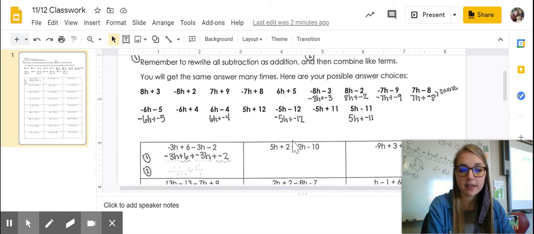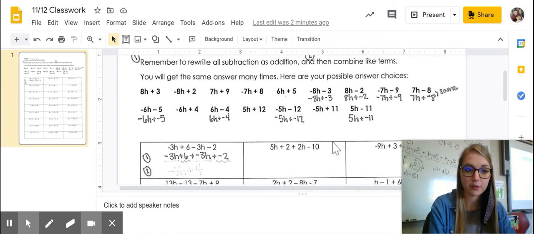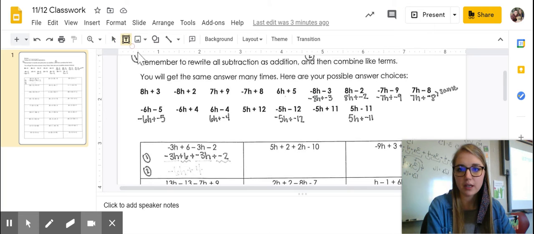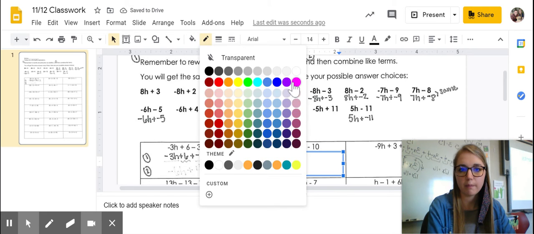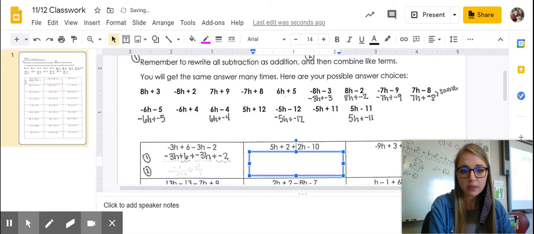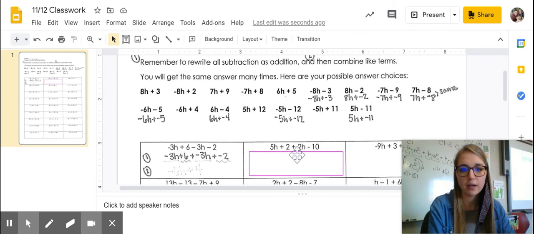So you are combining like terms. And what that means is we are going to put together the terms that can go together. And if they can't, then we're going to leave them separated. So here, the first thing we're going to do is a text box. I'm going to make it pink. All right, so we have 5h plus 2 plus 2h minus 10.